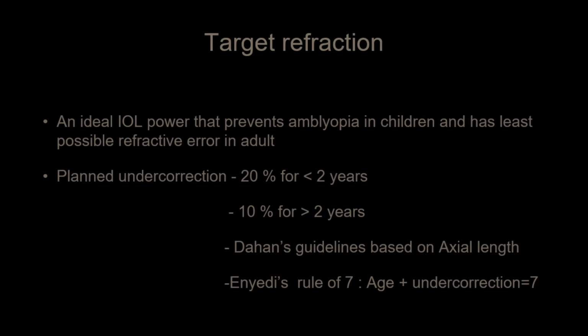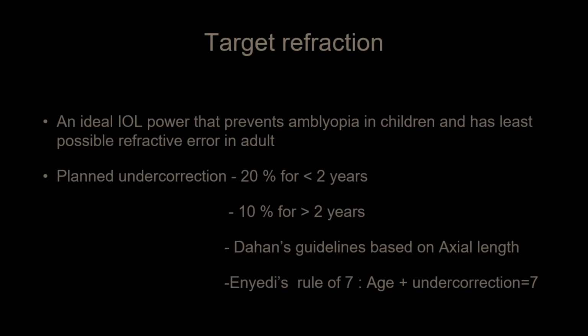So an ideal IOL power is that which prevents amblyopia in childhood and that has the least possible refractive error when the child grows into an adult. So we plan for an undercorrection, more or less 20% for less than 2 years of age and 10% for over 2 years of age. Dahan's guidelines are also present, which are based on axial length.